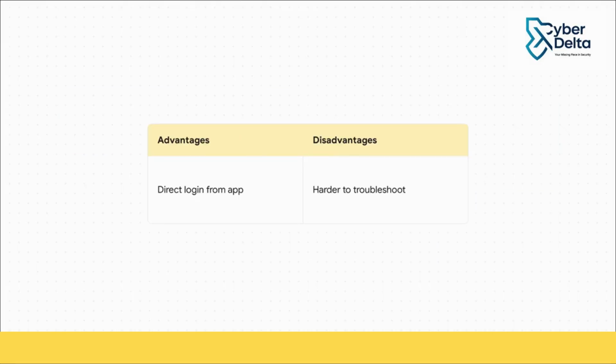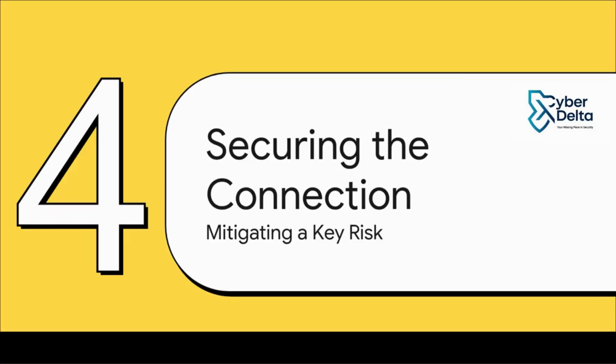The huge advantage here is just the user experience. It feels totally natural to just go to the app you want to use. The downside? Well, because you're bouncing between two different systems, there are more moving parts. So if an error pops up, it can sometimes be a little trickier to figure out exactly where that connection broke down. Now remember that security risk we mentioned a minute ago with the IDP-initiated flow, that man-in-the-middle attack?